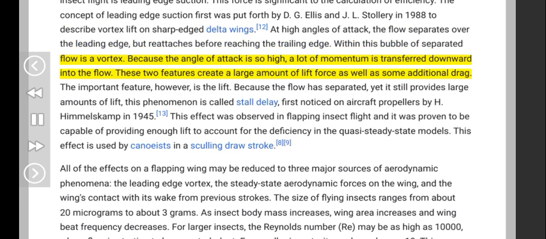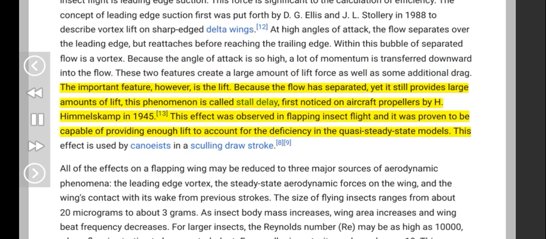Because the angle of attack is so high, a lot of momentum is transferred downward into the flow. These two features create a large amount of lift force as well as some additional drag. The important feature, however, is the lift. Because the flow has separated, yet it still provides large amounts of lift, this phenomenon is called stall delay, first noticed on aircraft propellers by H.